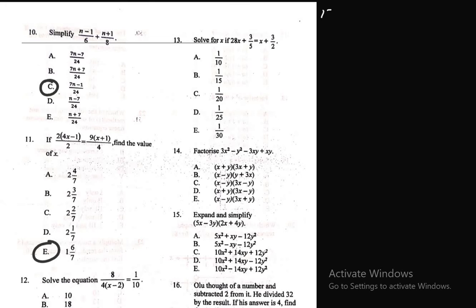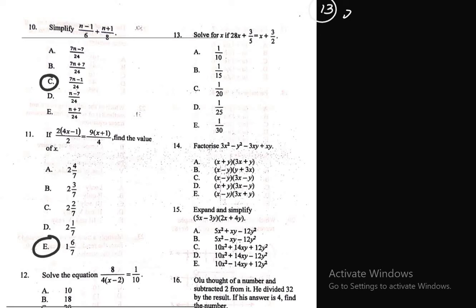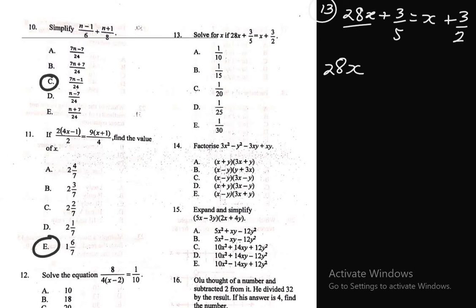Question 13 says, solve for x if 28x plus 3 over 5 is equal to x plus 3 over 2. So the first thing we need to do is to collect like terms. Leave 28x there at the left hand side, but we need to move x at the right hand side to the left. As it crosses the equal to sign, it changes to minus x. 3 over 2 is at the right hand side. We move 3 over 5 to the right hand side. As it crosses the equal to sign, it changes to minus 3 over 5.